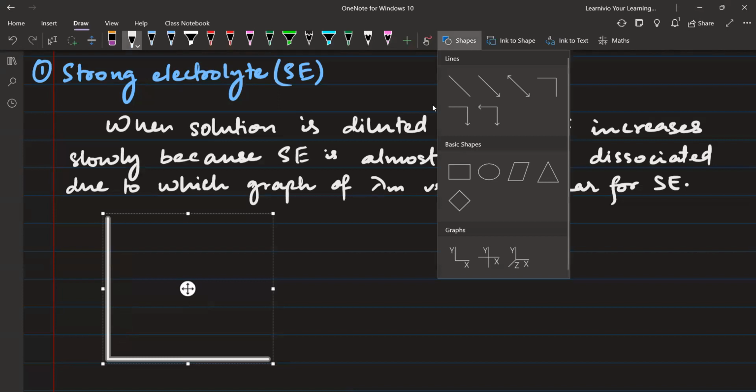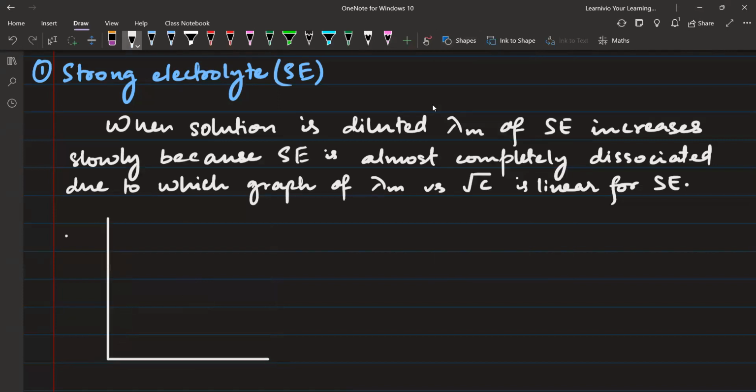See, first let's write what things we have here. Here you have lambda m, and here you have root c. Right? Now you are going to slowly start the dilution. That means your concentration is high right now. When concentration is high, molar conductivity is low. And what you're doing, you're diluting it, so concentration will decrease. As the concentration is decreasing, approaching zero, lambda m is going to increase because on dilution, molar conductivity increases. So the graph is going to be like this.